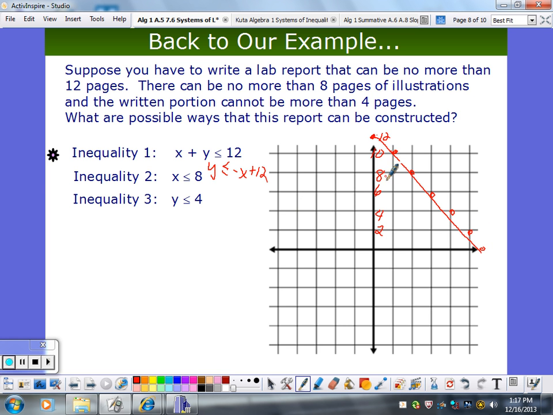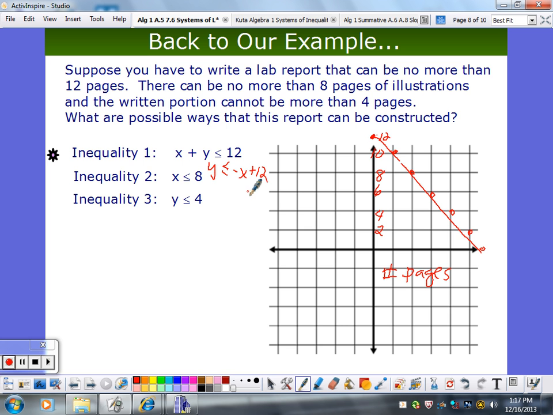Now why am I drawing a solid line, first of all? How come I don't have arrows? Because, well, these are pages, right? These are numbers of pages, right? So can you have negative? Not really, right? It doesn't make sense. So it doesn't make sense to really go out of quadrant 1 here, so I'm not going to.